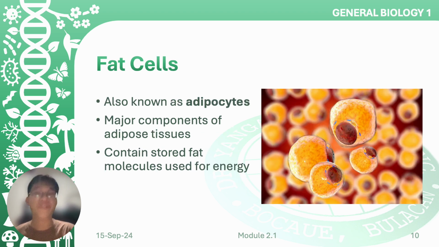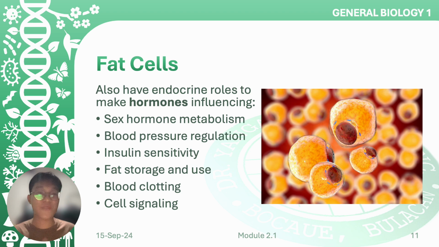And then we have fat cells, which are also known as adipocytes. Okay? These are the major components of your adipose tissues, or basically your fat tissues. And they contain stored fat molecules that are later used for energy. Okay? But aside from that, fat cells have a lot of interesting functions. Okay? It's not just for the storage of fat, but they also have endocrine roles to make hormones that influence the following activities inside the body. One is sex hormone metabolism.